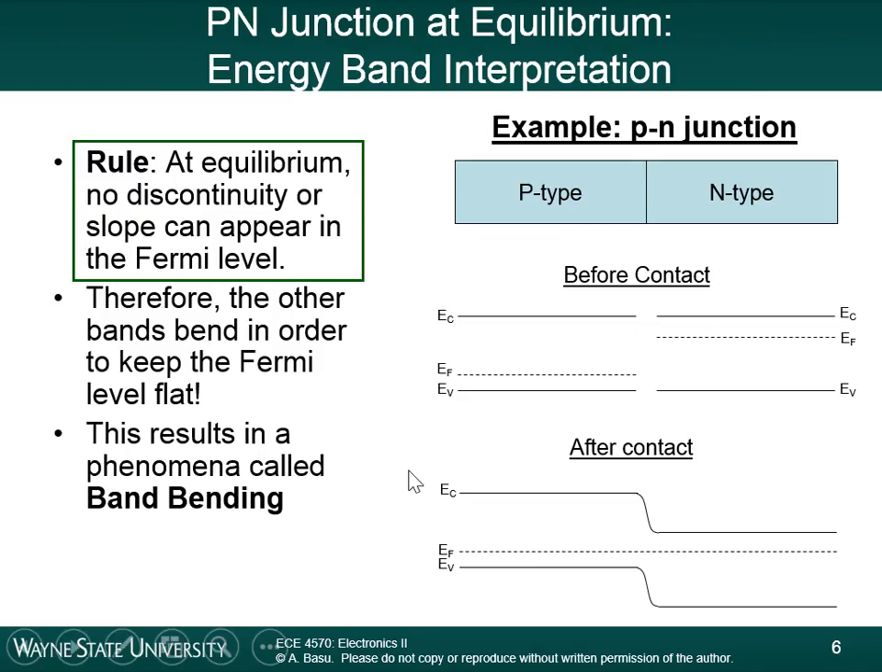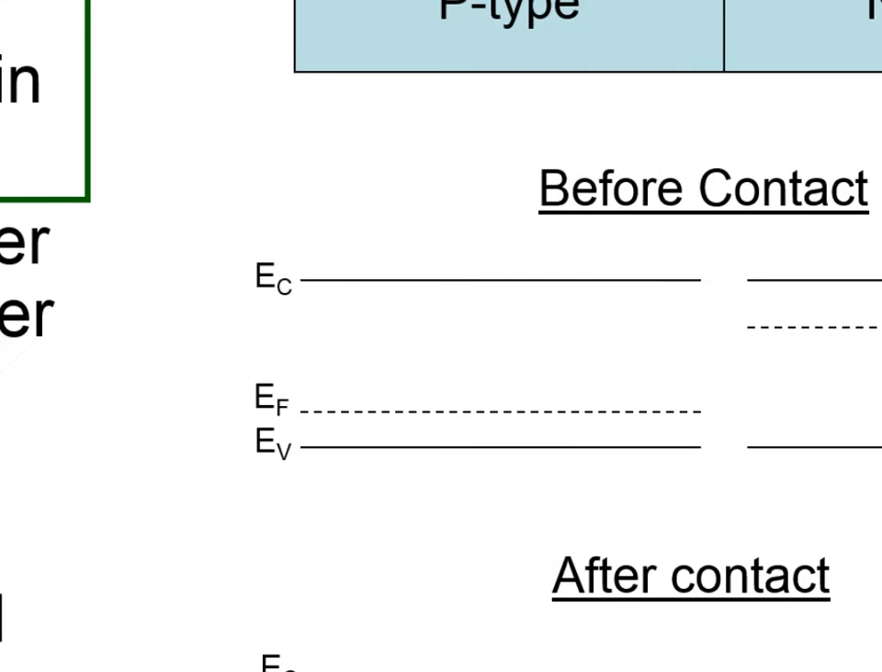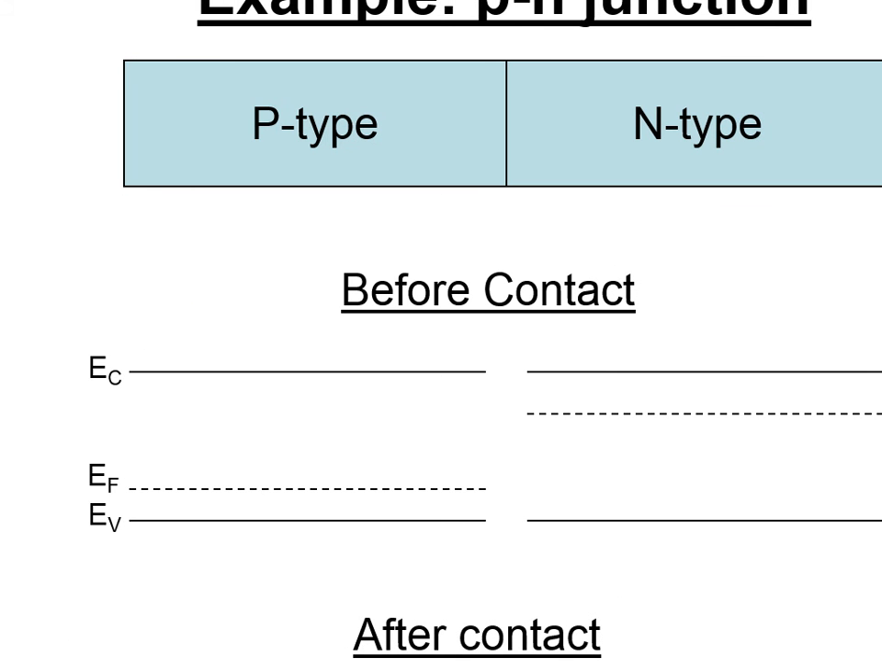We'll come back to more about the depletion region later. Let's talk about the energy band diagram now. So let's start off with something that we remember first. We know how to draw the energy band diagram for a p-type semiconductor. We know how to draw the energy band diagram for an n-type semiconductor.